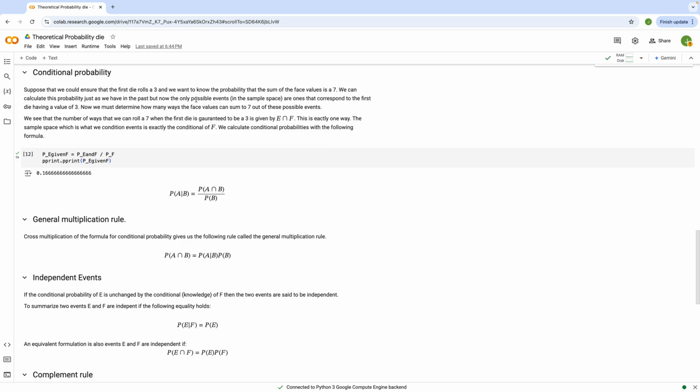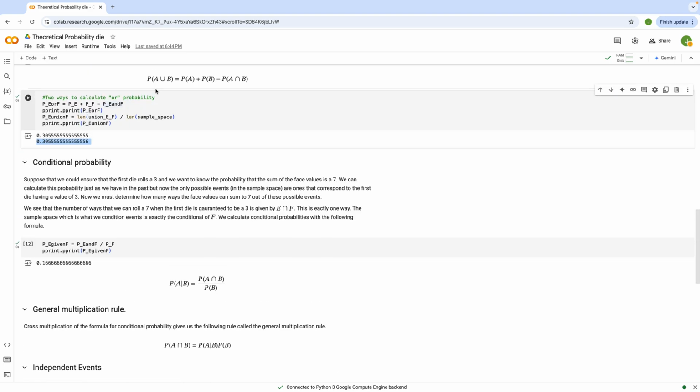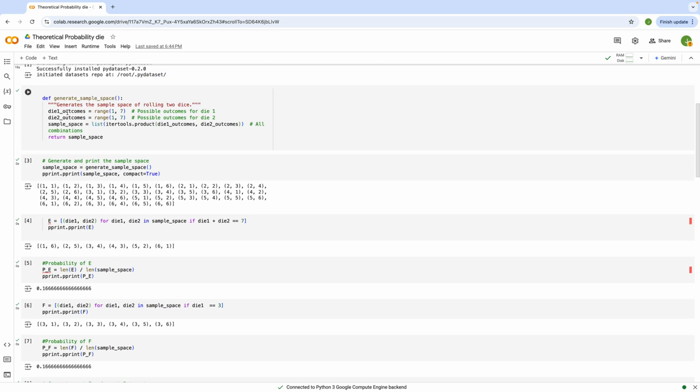Well, if the first die rolls a 3, that changes the sample space. So the sample space is everything here, but if we're ensured that the first die rolls a 3, this event 1, 1 isn't possible. This event 1, 3 isn't possible. This event 2, 6 isn't possible. We have to have only events where the first die rolls 3. Otherwise, we're not ensuring that the first die would roll a 3. So a conditional probability changes the sample space, and it changes it to be exactly the set F.